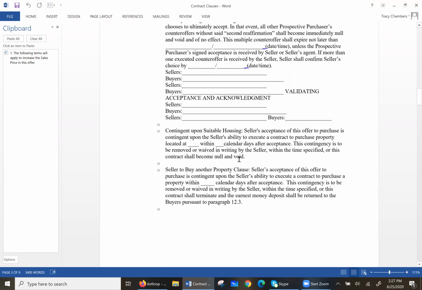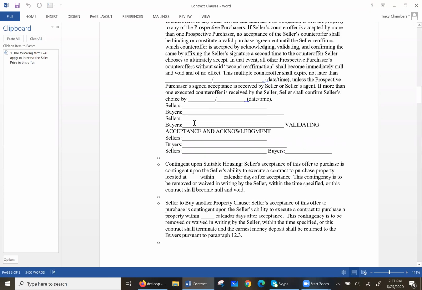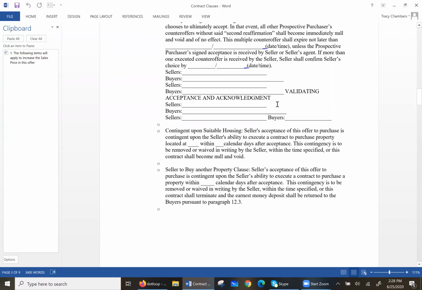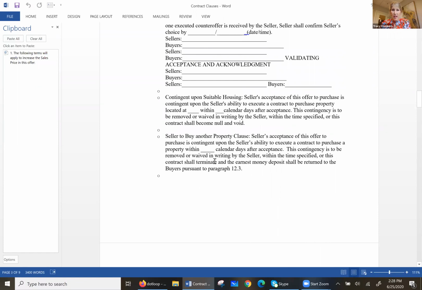Okay. And how would you do that, Tracy? With a counteroffer is usually how they do it. Okay, so these two are the same. It's just contingent on suitable housing for the seller. They're just written differently. This refers back to if there's any earnest money involved, 12.3, that the earnest money would be returned to the buyers in the event that this contract or this clause was not fulfilled.